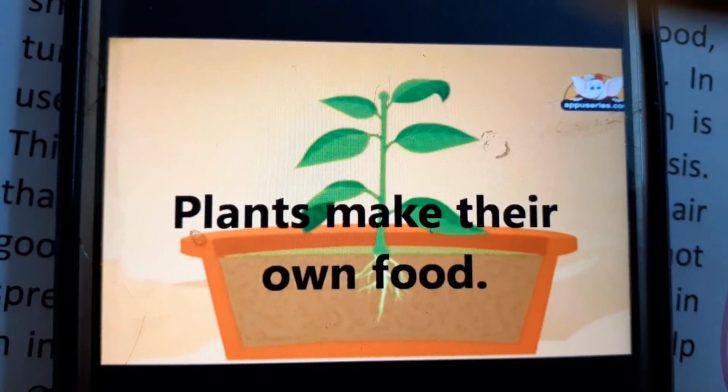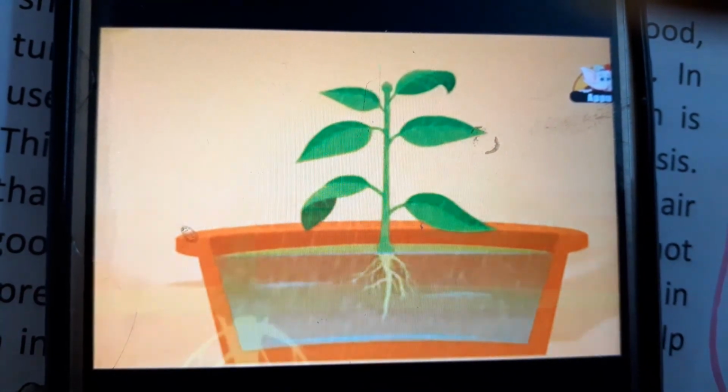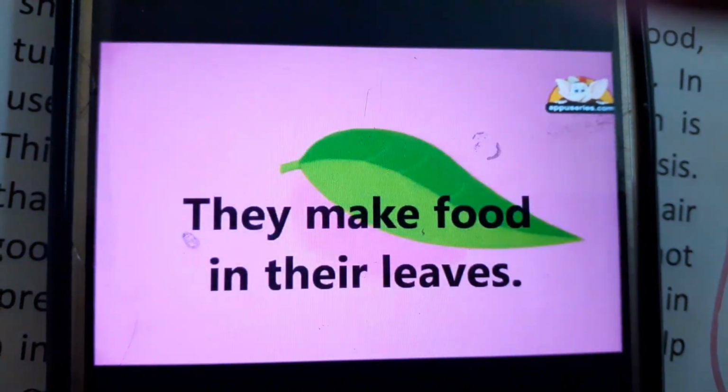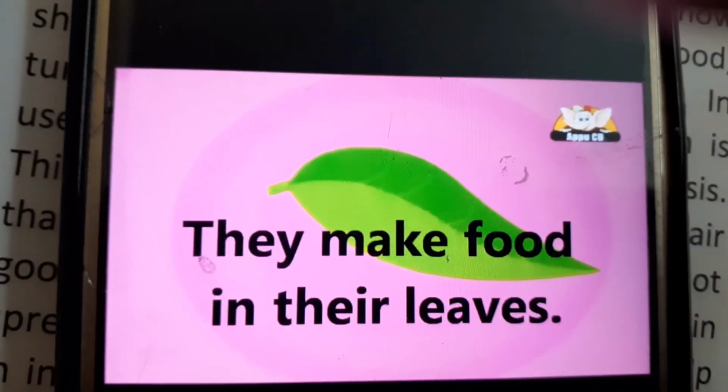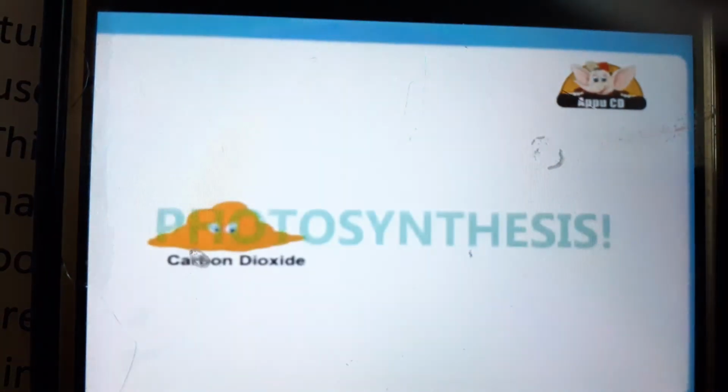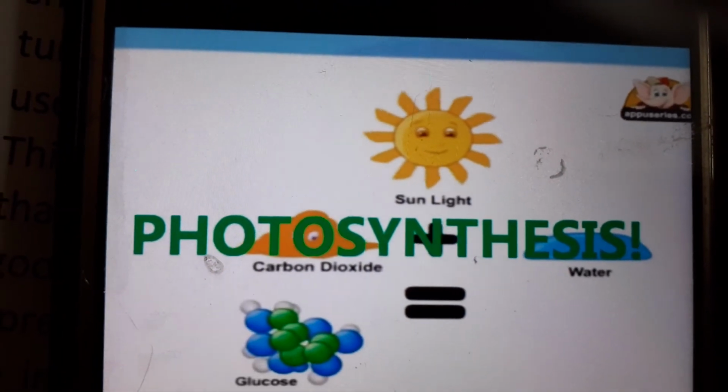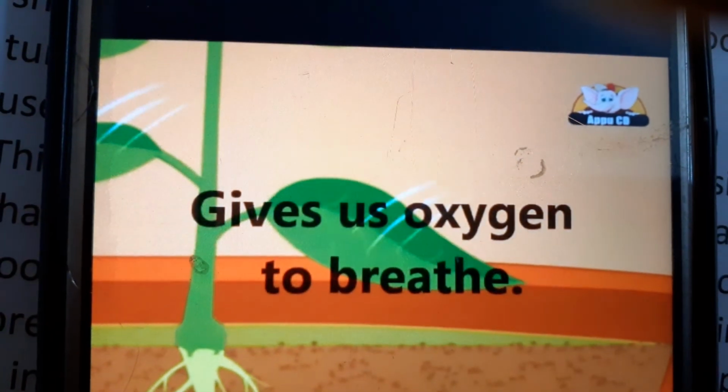Plants make their own food. They make food in their leaves. Photosynthesis gives us oxygen to breathe.